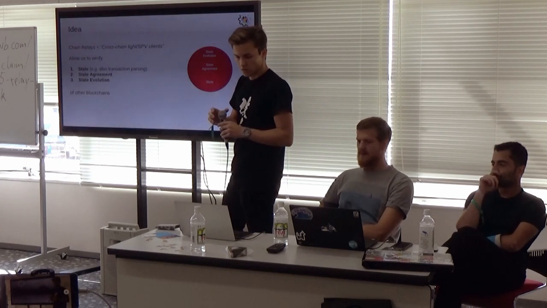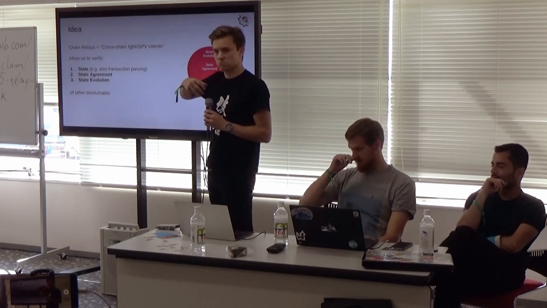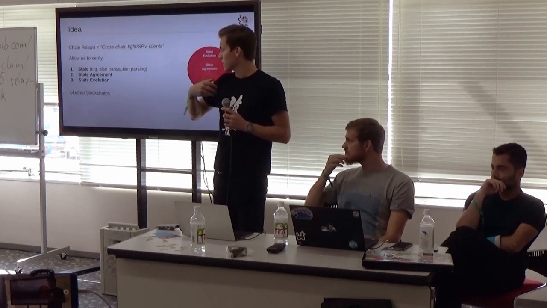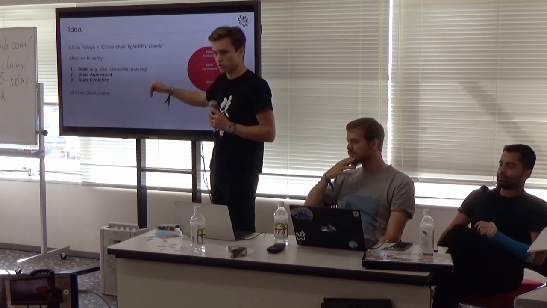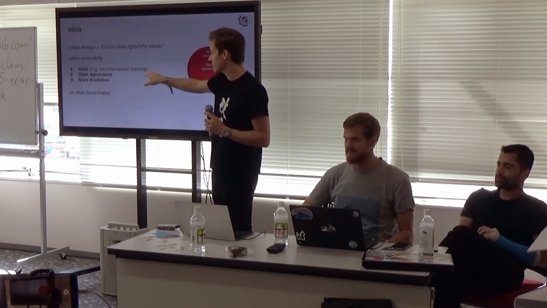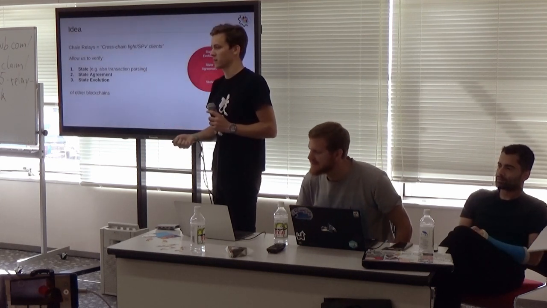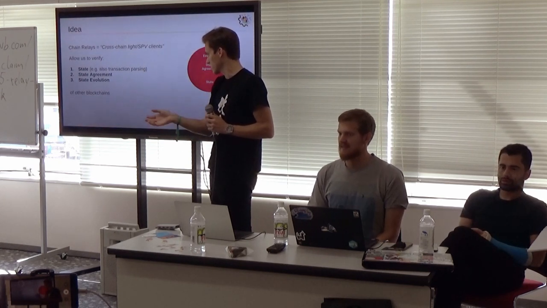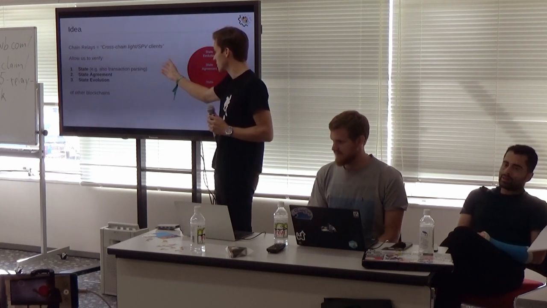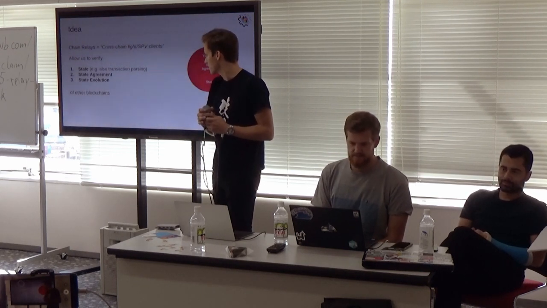So, as mentioned, chain relays are basically SPV clients, right? They allow us to verify the state agreement and state evolution of another blockchain. Now, state can also be considered just parsing some transactional data, right? You can parse the data of a Bitcoin transaction, but you have no clue where it's actually included, or even if it existed.